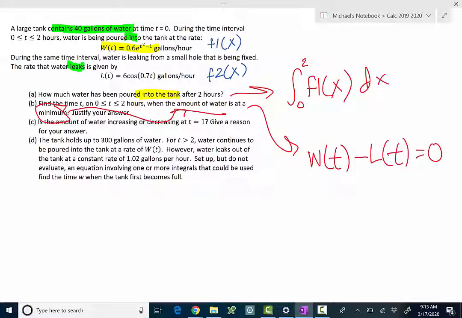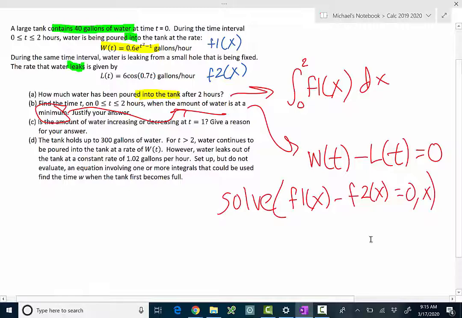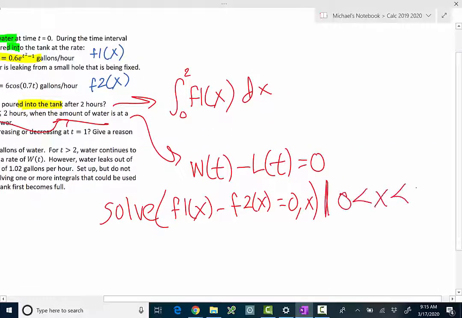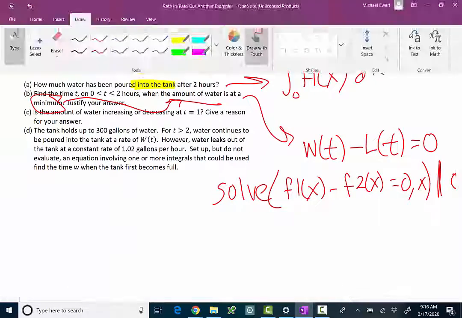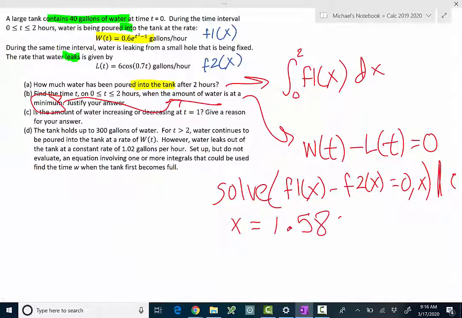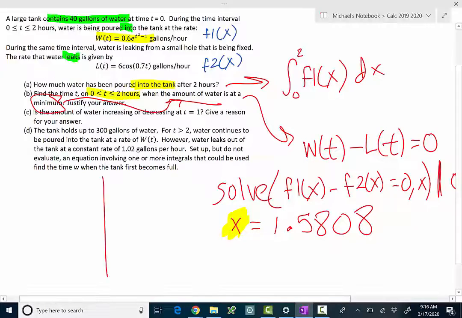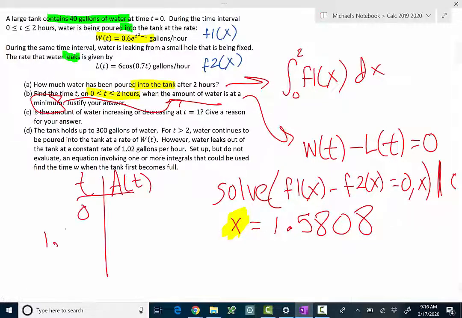Part B, when we see minimum, that's like we're doing that table. So first we need to take the rate and set that equal to 0. Make sure that on the calculator we use 0 less than x less than 2. And we'll get x equals 1.5808. By the way, on the calculator, even though it has t's, we're going to be using x's for the graphs. Now that we get that value, we're going to put it into our table.